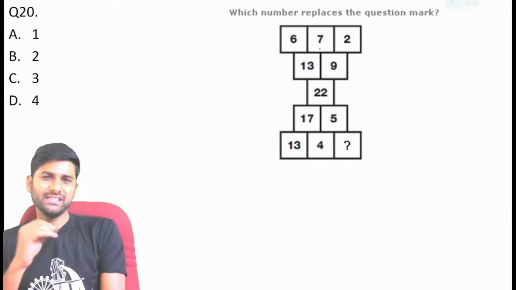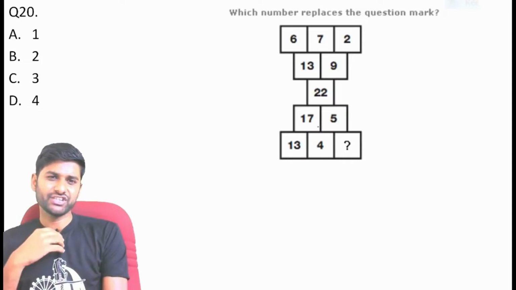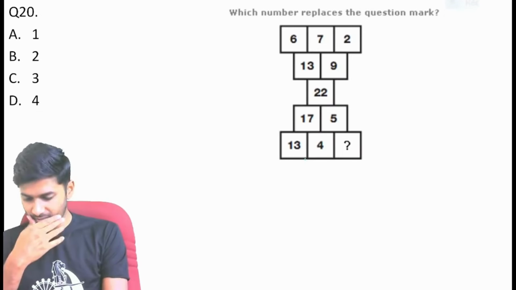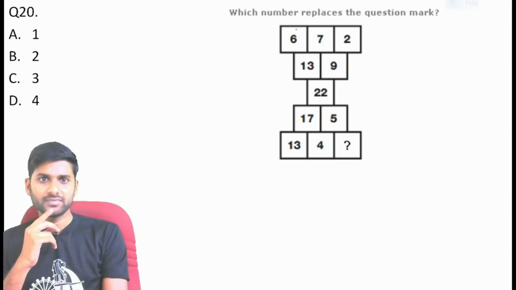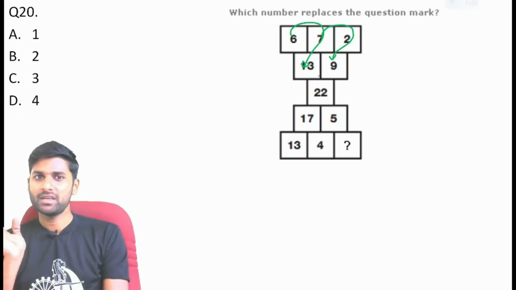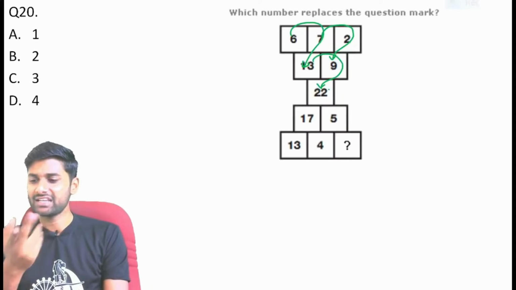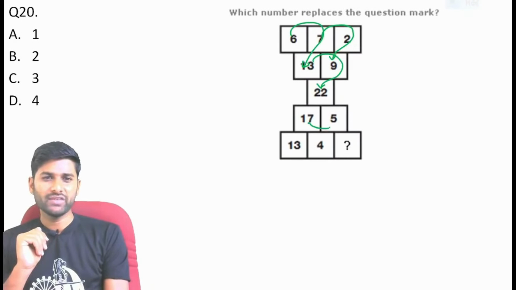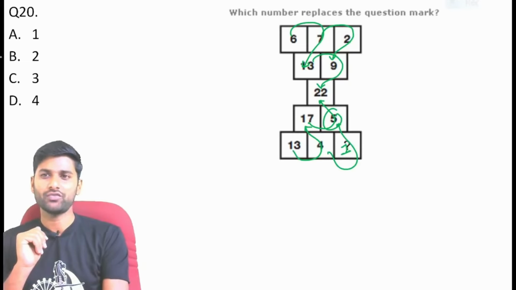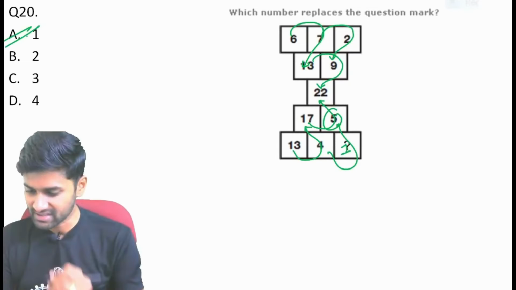Yes. See, 6, 7, 2, 13, 9, 22, 17, 5, 13, 4. What is the number we can replace here? Now see guys, 6 plus 7 is equal to 13. 7 plus 2 is equal to 9. Same thing, 13 plus 9 is equal to 22. Two boxes' resultant is exactly equal to the other box's resultant. Now, 17 plus 5 is equal to 22. 13 plus 4 is equal to 17. We want 5, which means definitely we want here the number, and 4 plus 1 is equal to 5. Here the answer again, 1 is the perfect answer, guys.